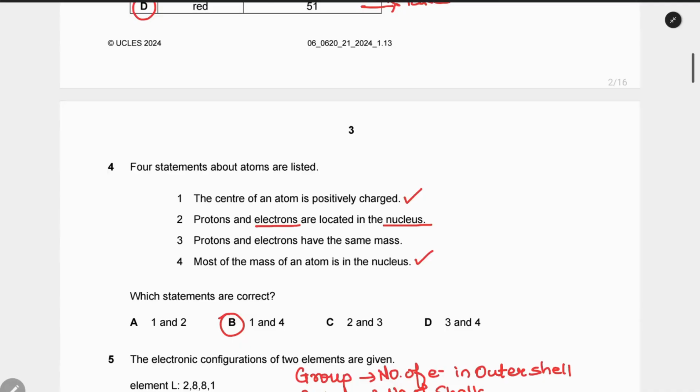Question 4. Four statements about atoms are listed. The center of an atom is positively charged, which is correct. Protons and electrons are located in the nucleus, which is incorrect. It's a neutron. Protons and electrons have the same mass. No. Most of the mass of an atom is in the nucleus, which is correct. So the answer of 1 and 4 is correct, which is B.